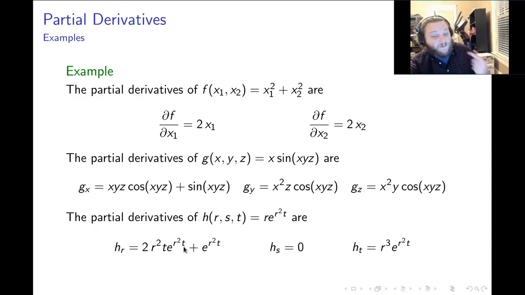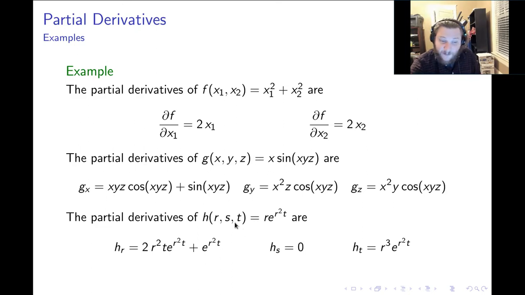But I'm using the product rule here, so then I have to add the term where I keep the second and then take a derivative of the first. The derivative of r is just 1, so I'm just left with e to the r squared t. So I needed the product rule to calculate this first partial derivative.